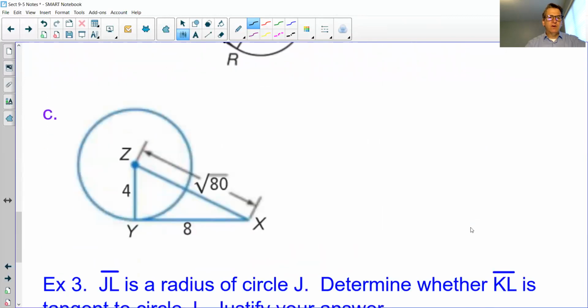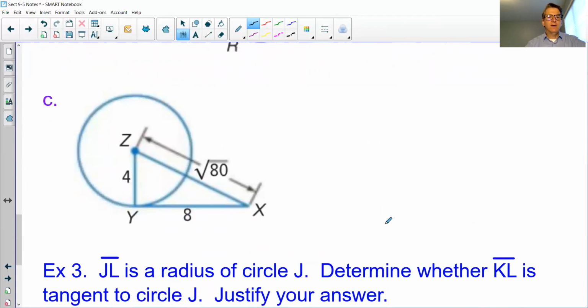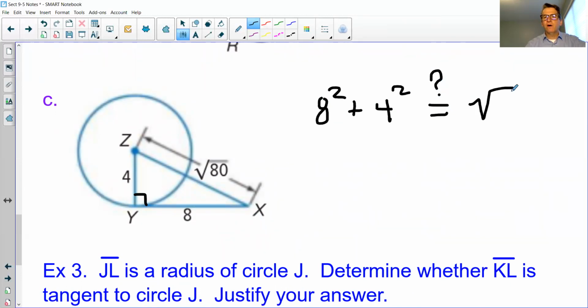Moving down to letter C. Here we have XY. We're checking to see if XY is tangent to circle Z. If it is, we're going to check to see if the Pythagorean theorem works here. So we've got ourselves 8 squared plus 4 squared, and we're putting it to the test. We're checking to see if it's going to be the square root of 80 squared.